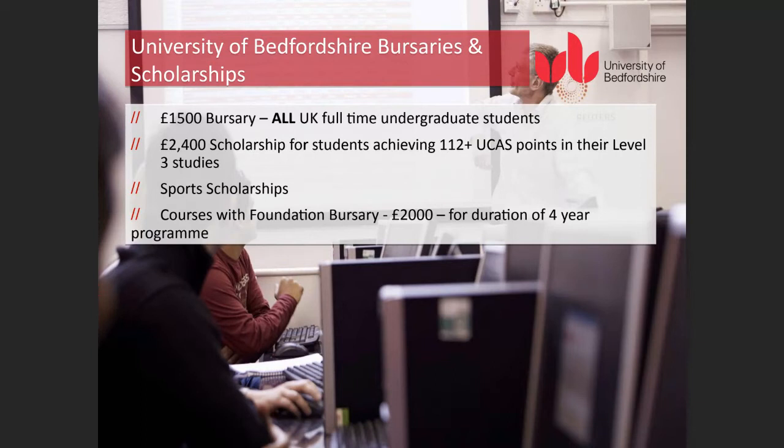We also have a variety of sports scholarships, and we have a foundation bursary that's worth £2,000 that provides £500 a year support across a 4-year course. If you have any questions, please visit the student support booth and speak to our money advice team about our bursaries and scholarships.